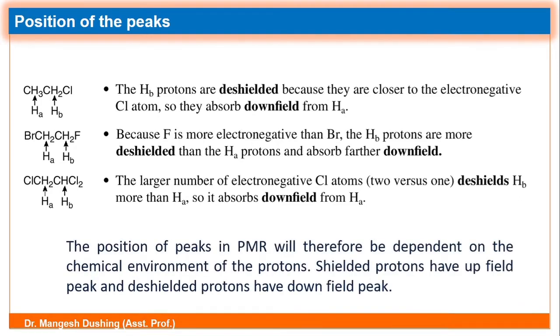The position of the peaks in PMR will therefore be dependent on the chemical environment, the electronic environment, of that proton. Shielded protons have upfield peaks, while deshielded protons have downfield peaks. Deshielded means minus I, minus R. Shielded means plus R, plus I. So this you have to remember. Shielded means proton plus electron. Deshielded means proton minus electron.